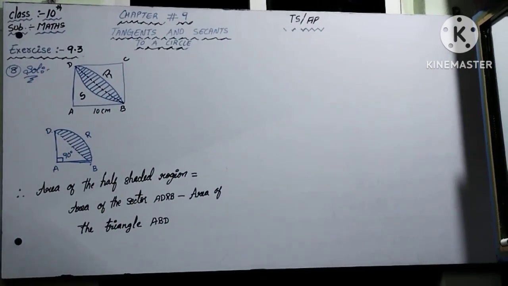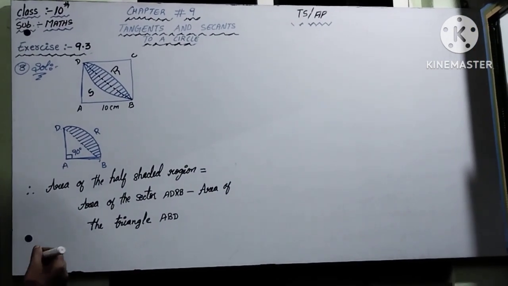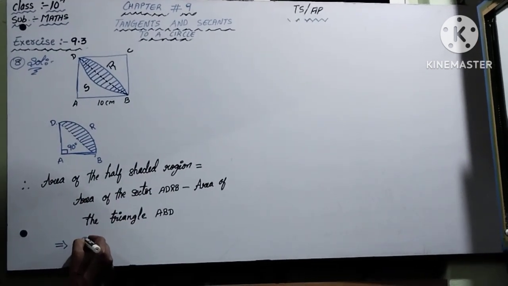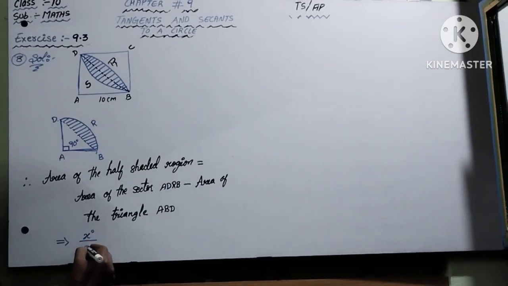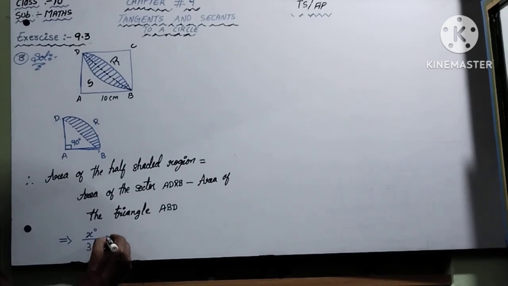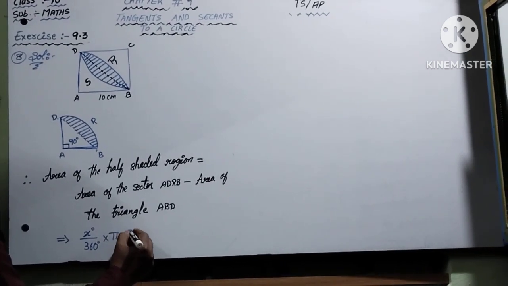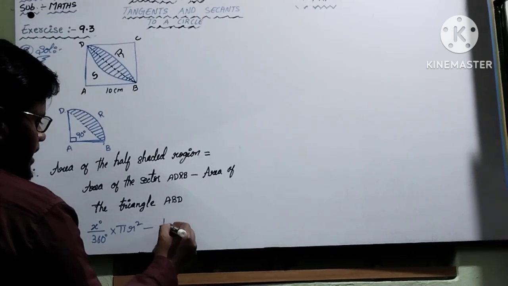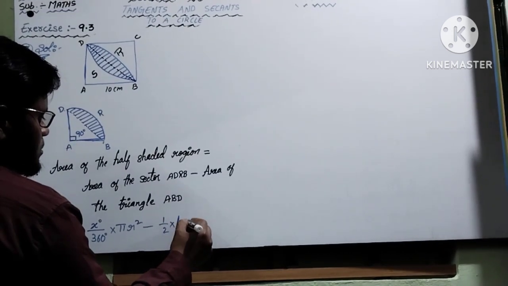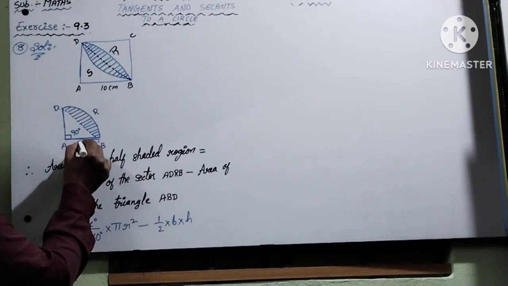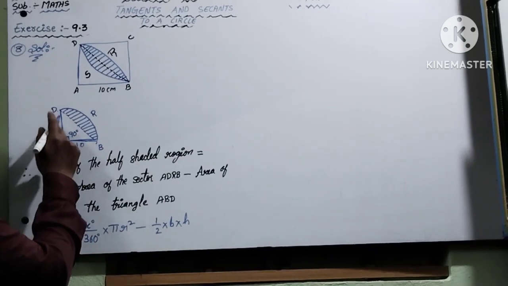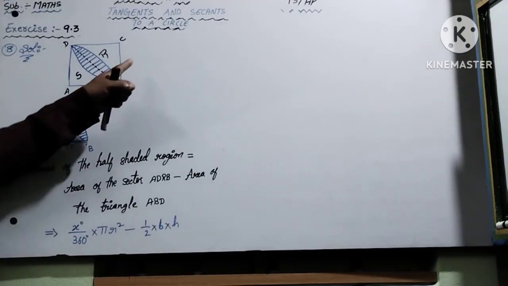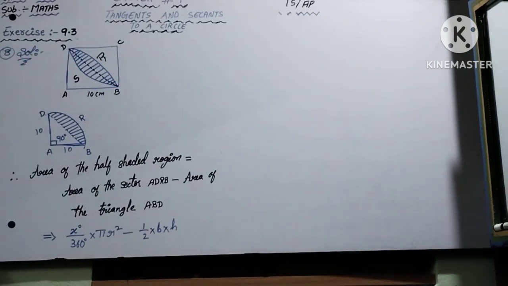Now substitute the formulas. What is the area of the sector formula? The area of the sector is x degrees divided by 360 degrees into pi r squared, minus the area of the triangle, which is 1 by 2 base into height. The base is 10 and the height is also 10. Understand? Because all the sides of a square are equal.